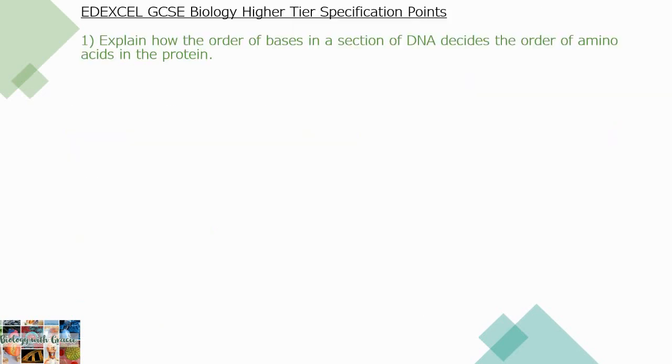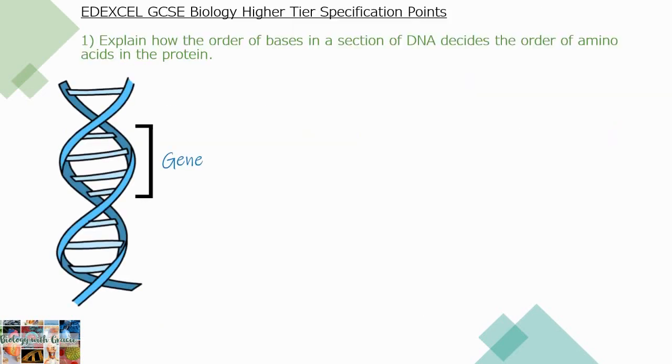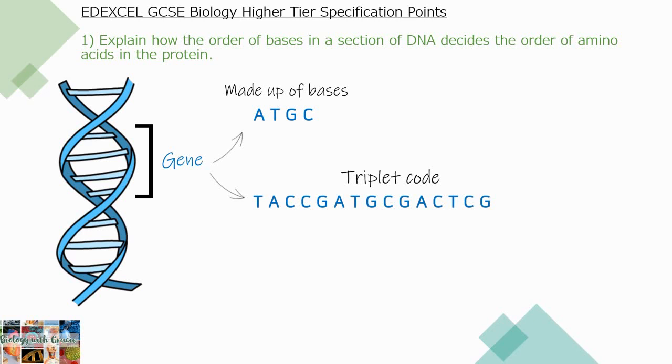For our first specification point, here we have our DNA and our gene selected. Our gene is of course a section of DNA as shown there. A gene is made up of bases, and the bases within DNA are A, T, G and C. So a gene has a sequence of bases shown here, and it is in fact a triplet code which determines the order of amino acids.